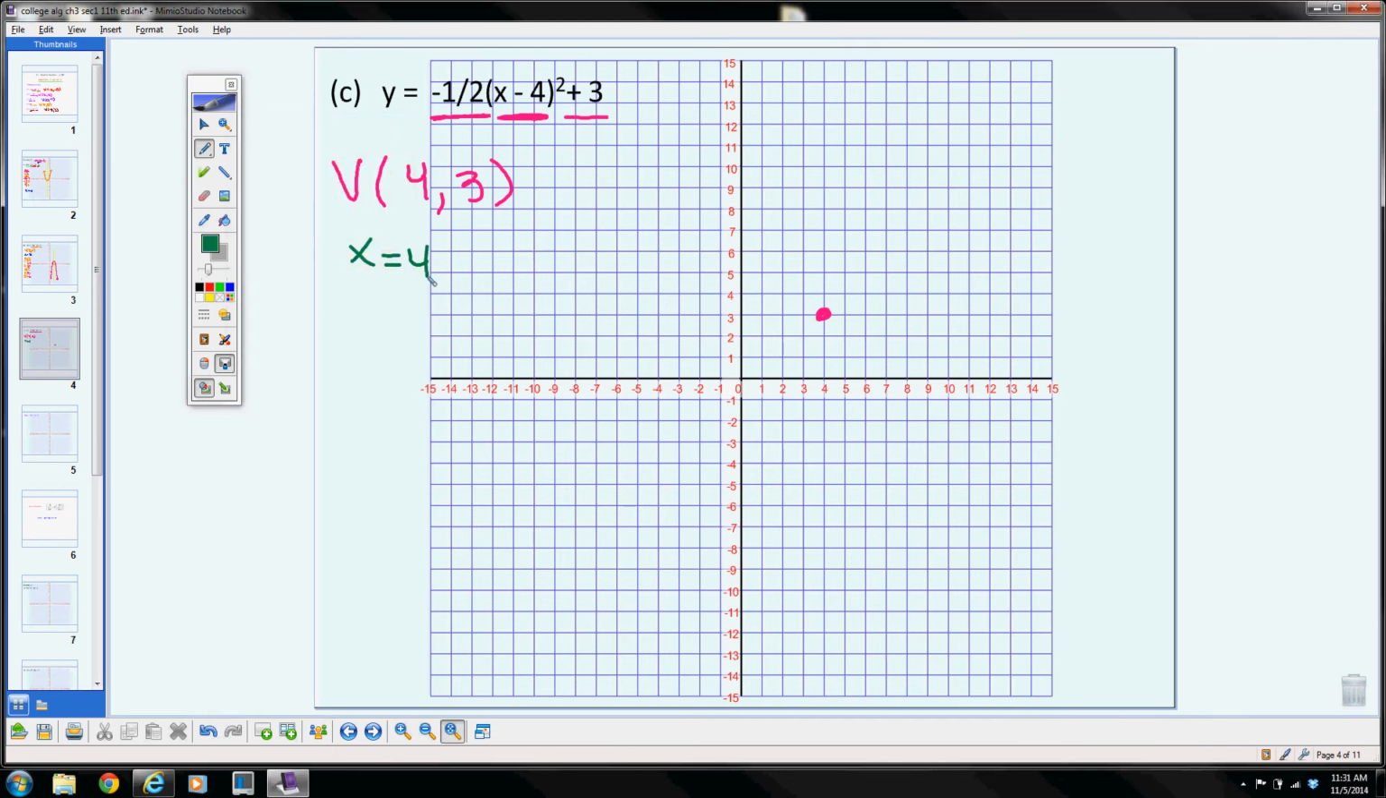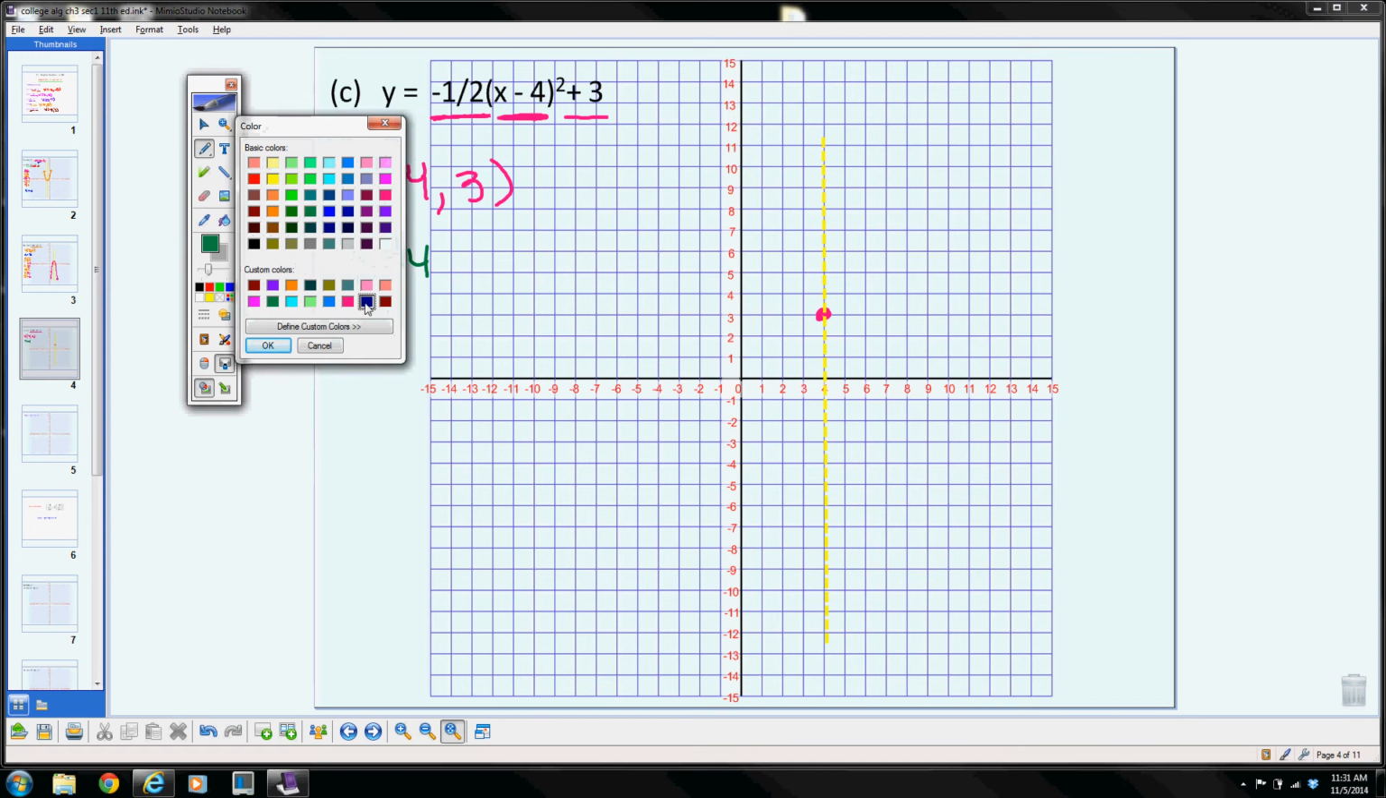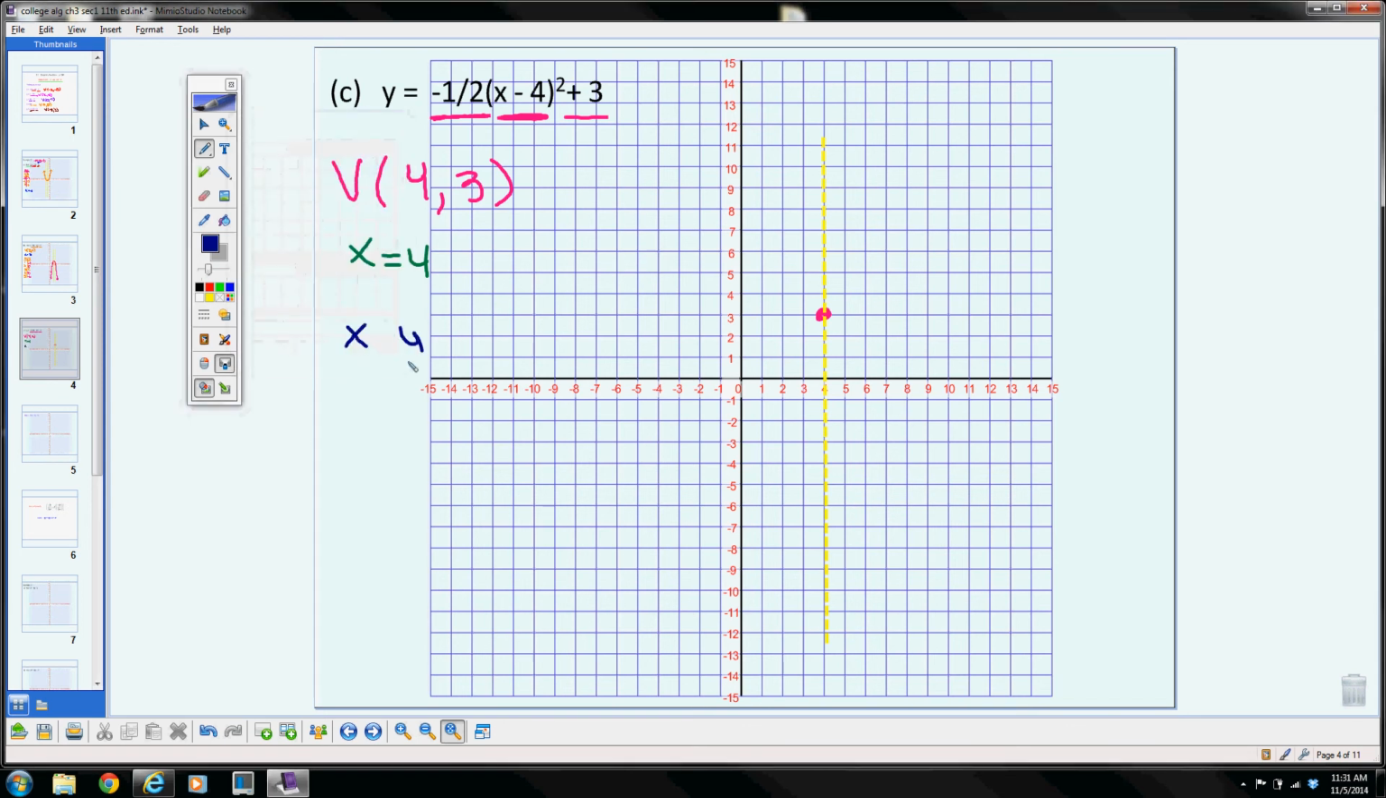On this one, the x is the value that's squared. So we know it's the x value of the vertex. We're going to have our axis of symmetry going down. So let's start an XY chart here. And on the XY chart, I'm going to put my vertex 4, 3 in the middle.